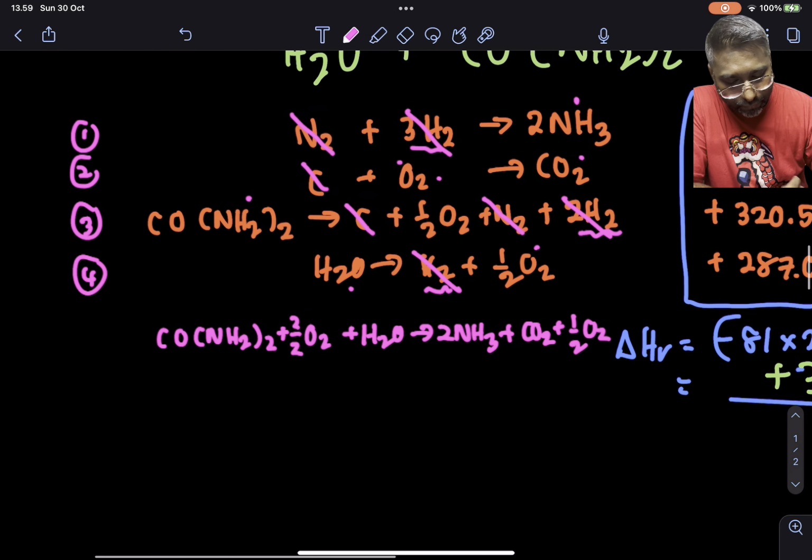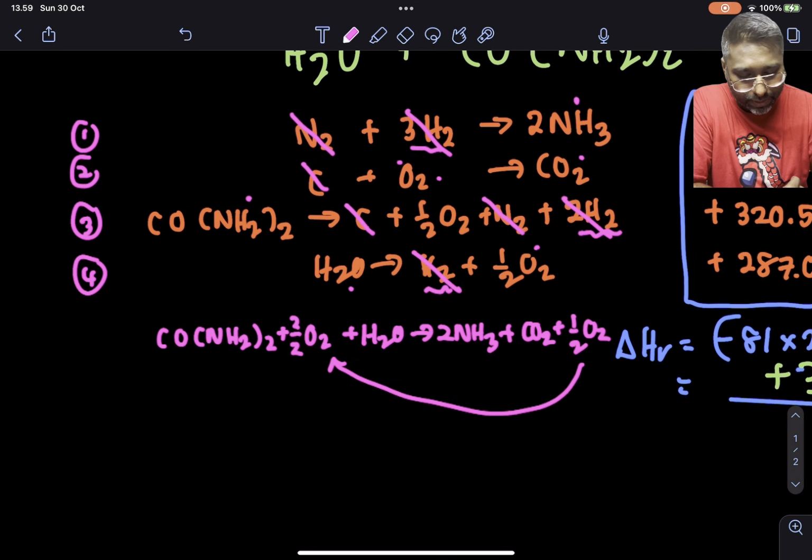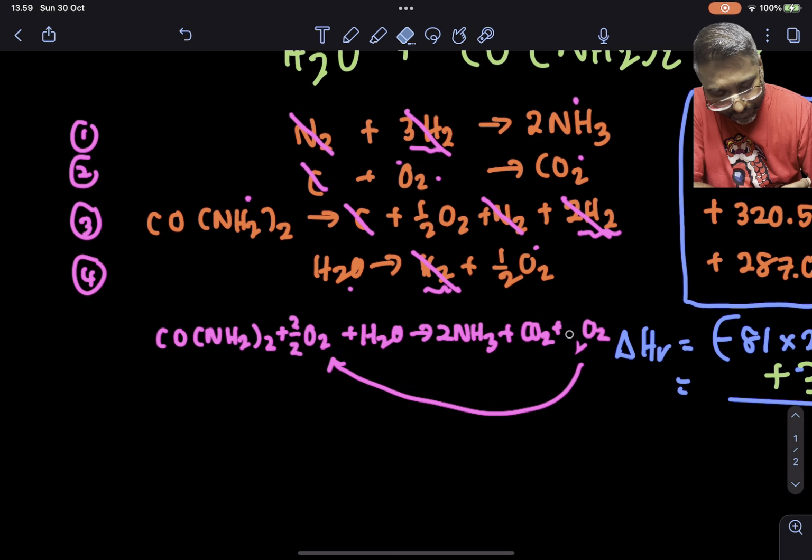Now what I can do is bring this over here as minus. So 2 over 2 minus 1 over 2 is 1 over 2, so I can cancel this part, and I will have the 1 over 2 O2 there.